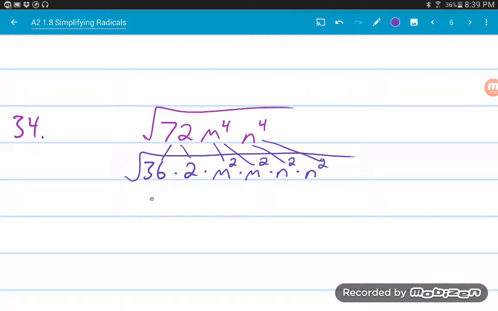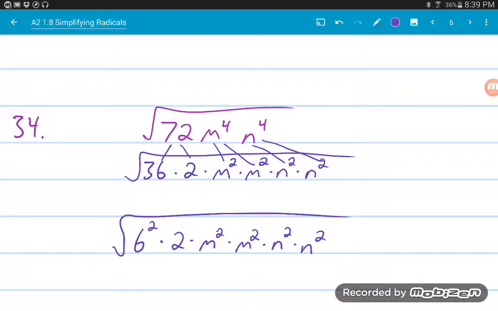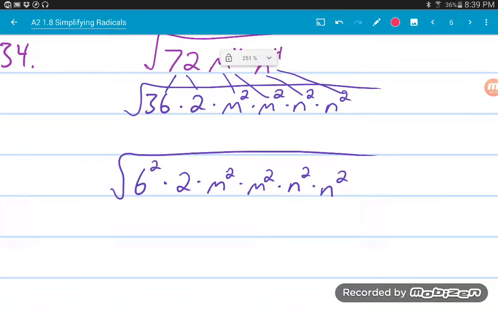I'm going to rewrite it because 36 is just 6 squared times 2 times m squared, n squared, and the big square root over it. Now square root is the bouncer. He's looking for invitations again. Who has an invite? This guy does. Hand over the invite, and he can go outside. This guy does, so does this guy, and this guy does.